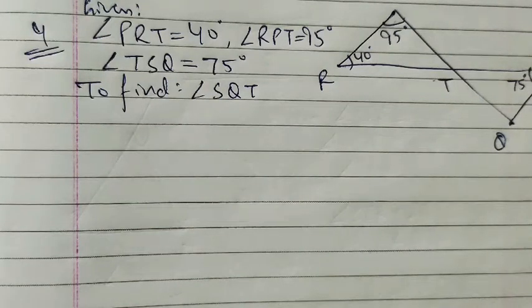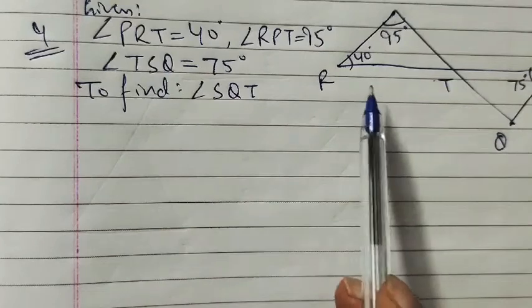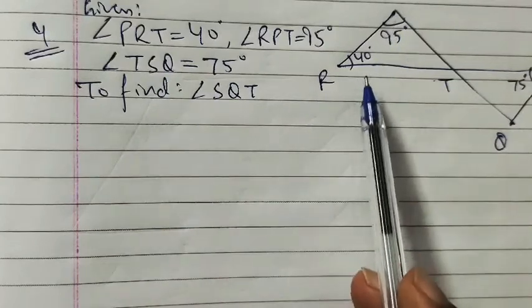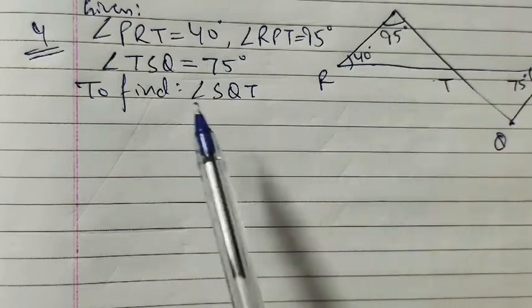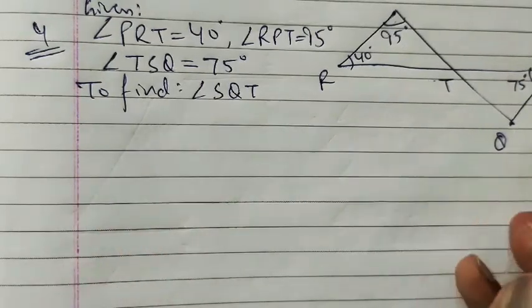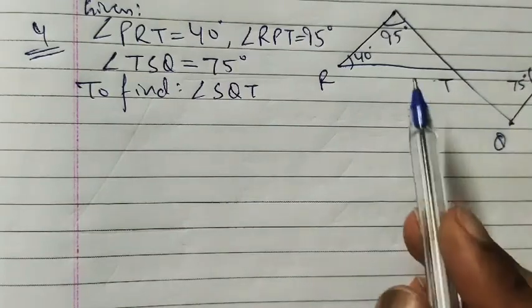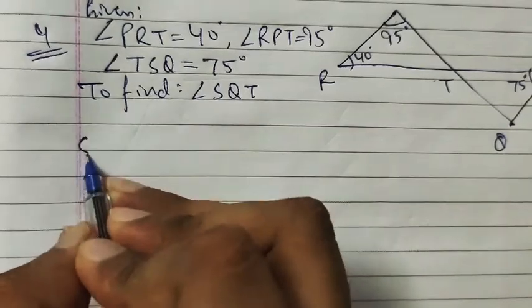So this is question number 4 of exercise 6.3. PRT is 40 degrees, RPT is 95 degrees, and TSQ is 75 degrees, right? So we have to find SQT, this angle. It is not given that PR is parallel to SQ. So, solution.